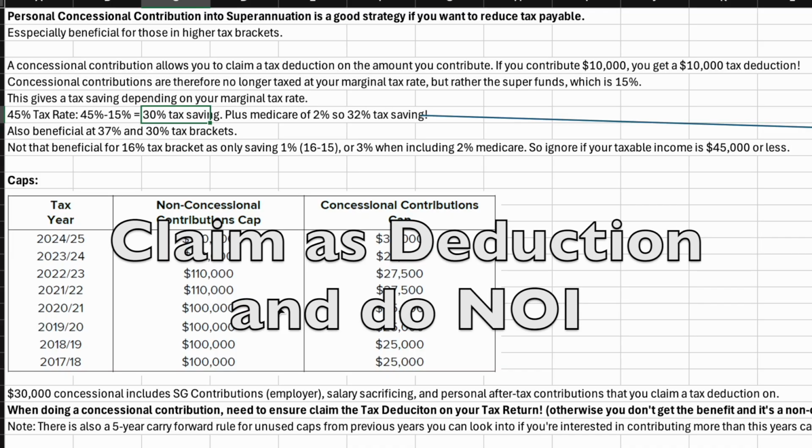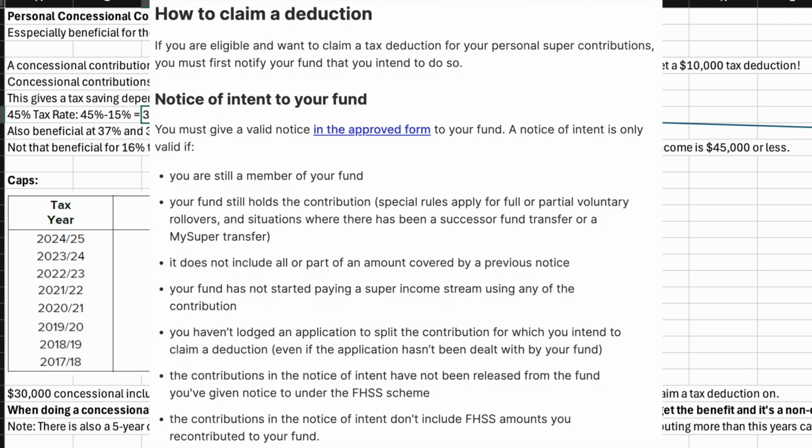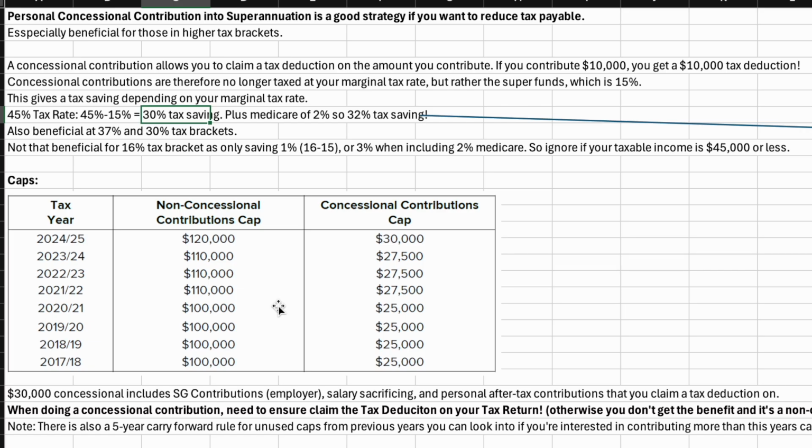So tell your accountant to claim it on your tax return, or claim it yourself if you do your own taxes, and also have a notice of intent from your super fund that you're going to claim this amount as a tax deduction. Otherwise, you're not getting the benefit.